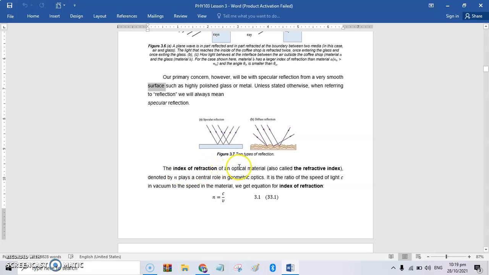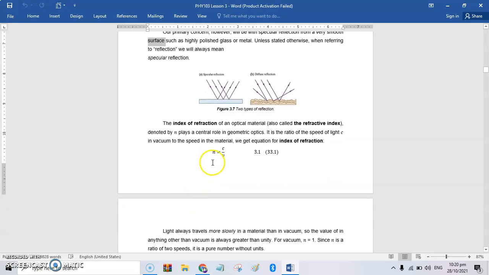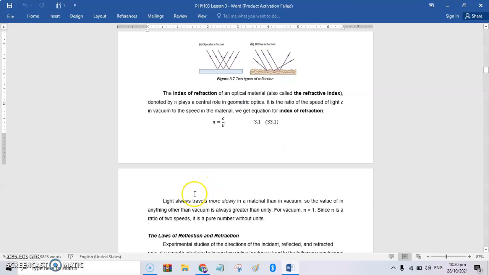The index of refraction of an optical material, also called the refractive index, denoted by N, plays a central role in geometric optics. It is the ratio of the speed of light, c, in vacuum to the speed in the material, and we get equation for index of refraction 3.1. N is equal to c over v. Light always travels more slowly in material than in vacuum. Of course, sa vacuum air lang yung nagta-travel si incident light through air, wherein material nagta-travel si incident light through either specular reflection or smooth surfaces or rough surfaces.